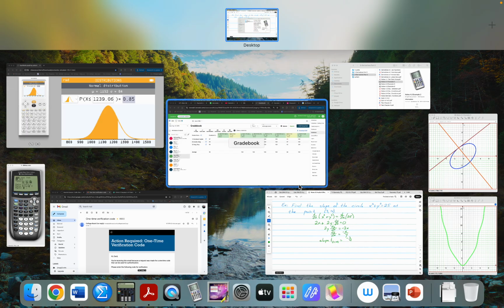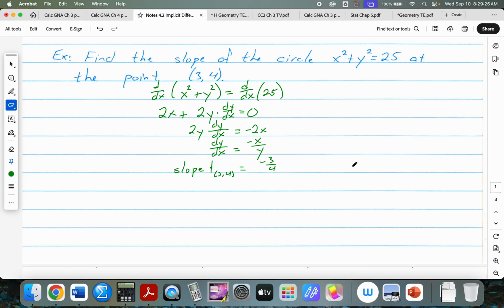I had a picture of that. All right, well, I'll hand draw it. So x squared plus y squared is 25, is a circle centered at the origin with a radius of 5. At the point 3, 4, which is, say, right about here, your tangent line would look like that. It looks like it ought to have a slope of about negative 3/4.